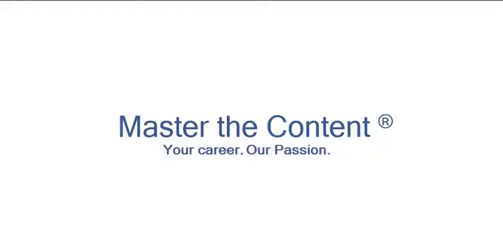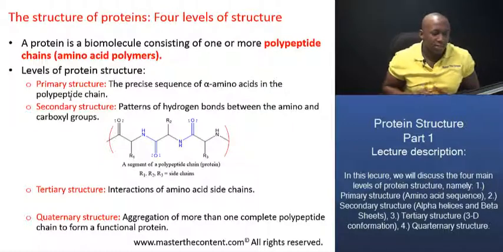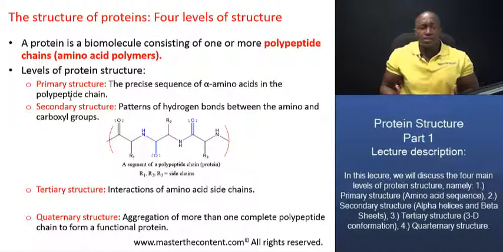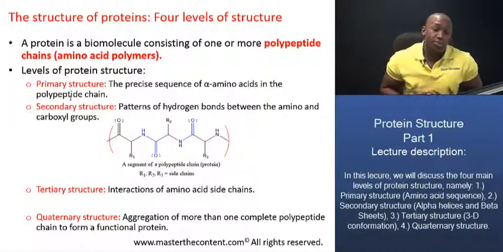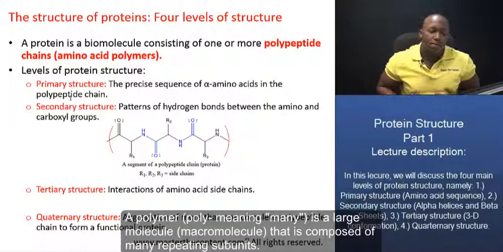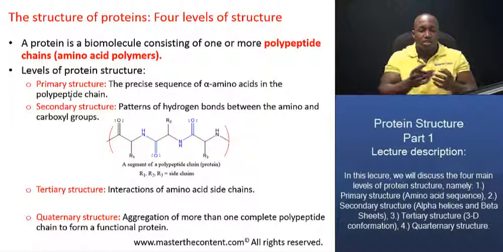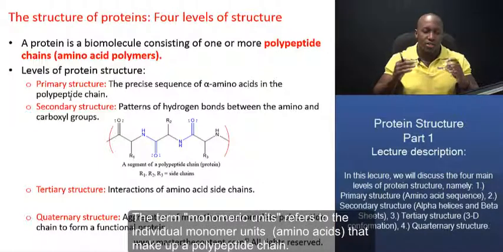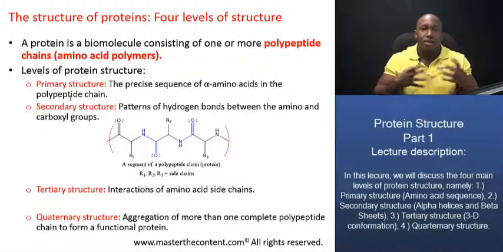I'm going to hop into the first slide of our lecture, which basically introduces these four levels of structure. Now, it's important obviously to define what a protein is to begin with. So it's a biomolecule. It consists of one or more polypeptide chains. You can also think of polypeptide chains as polyamide chains. So basically what that refers to is just a long chain or a long string of amino acids that have been bound together. So the monomeric subunits in a polypeptide chain would be amino acids, the individual subunits that comprise the chain.